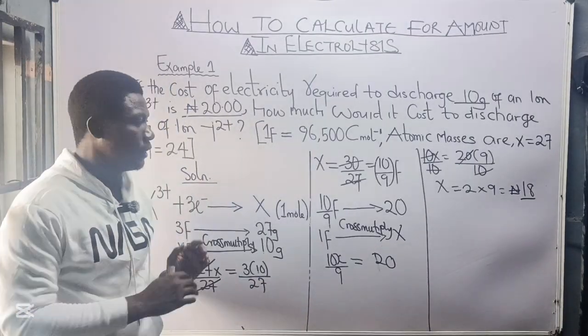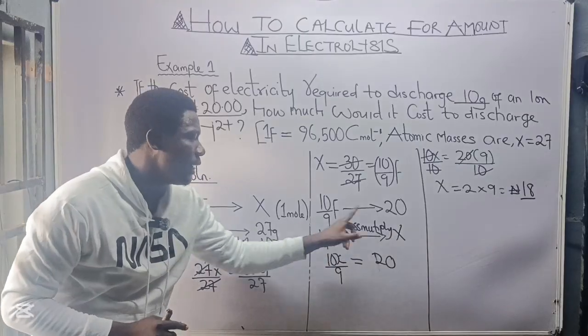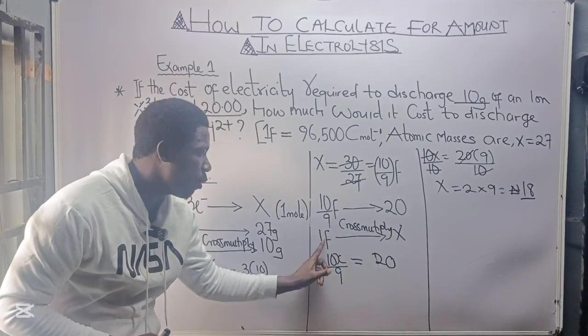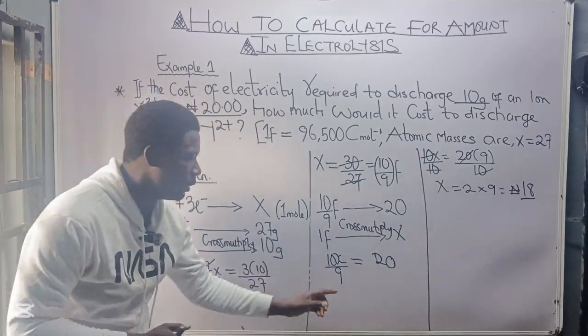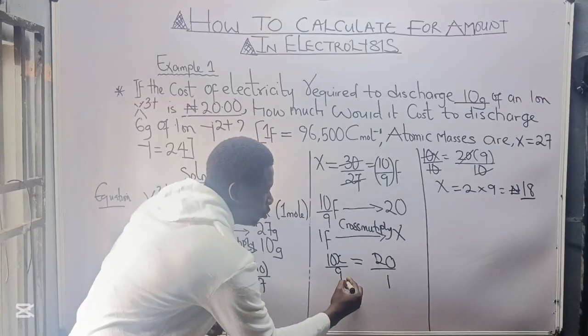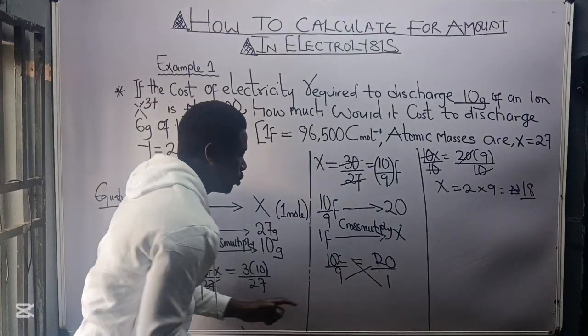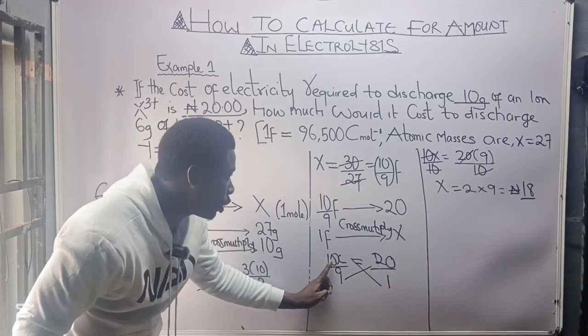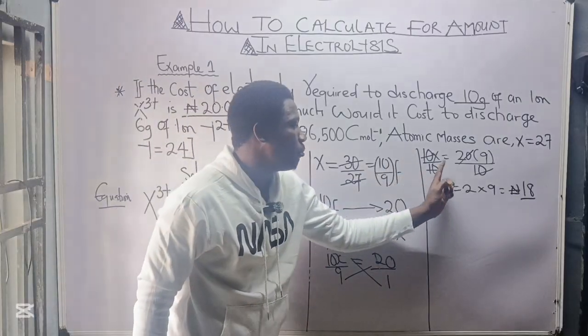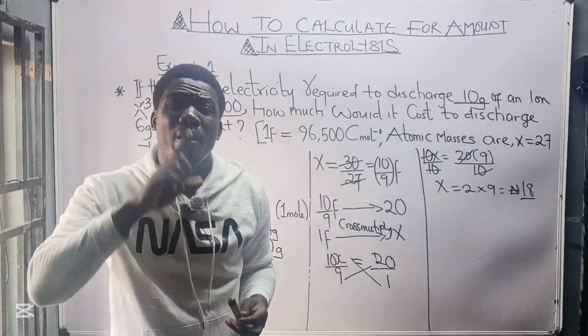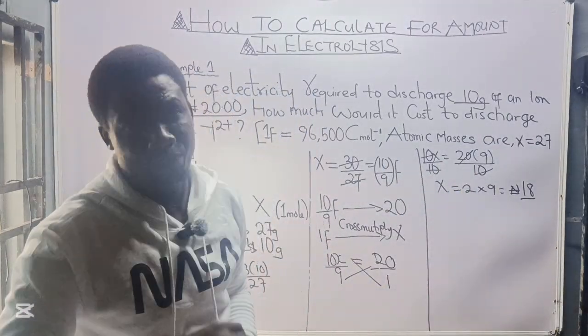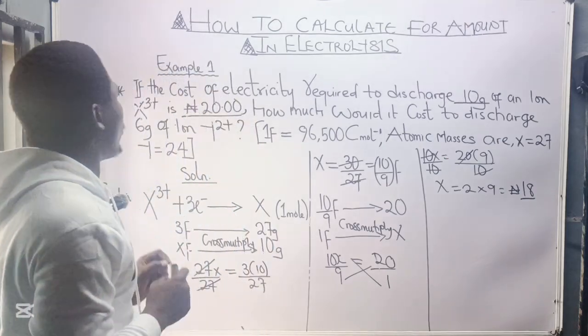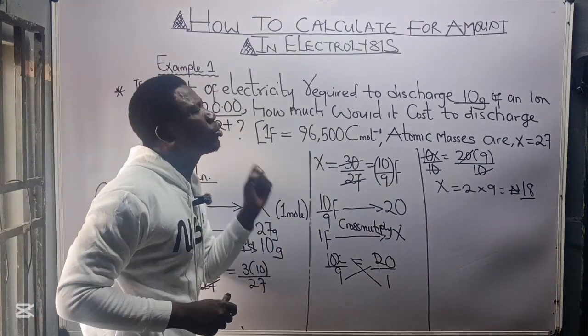So what will be the cost of 1 Faraday? It is what? X. Then we cross multiply again. X times this, you have 10x over 9. 1 times 20 will give us what? 20. Then don't forget that here you cross multiply this way. So 9 times 20 equals 10x. And then we divide both sides by 10 to know the cost for 1 Faraday. Do you understand?